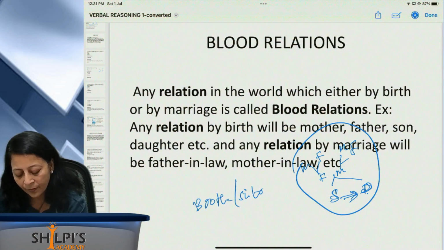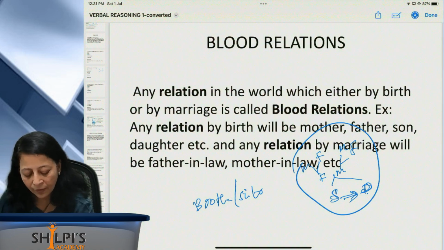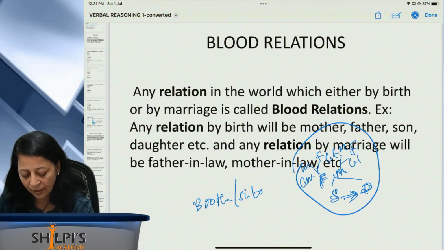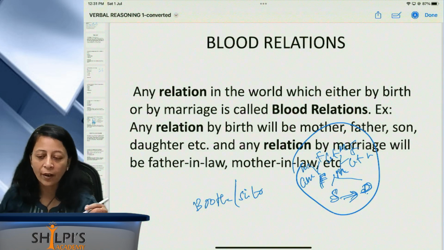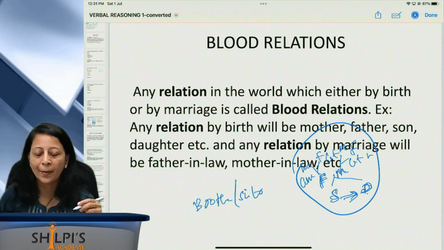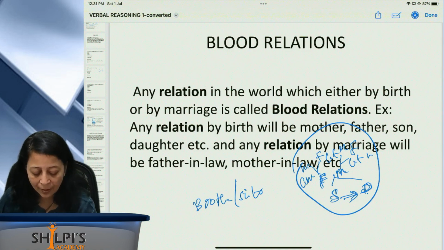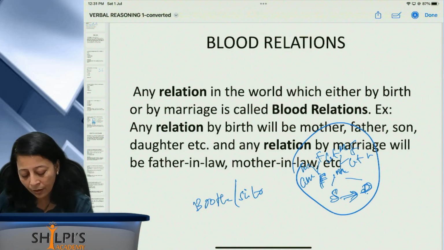Okay, and you have a father and mother, and father has a mother and father, so father's mother becomes your grandmother, father's father becomes your grandfather. Likewise, your mother's father becomes your grandfather and grandmother. So you are all related to each other because you are bound in a family. Likewise, the mother's husband is your father, right?